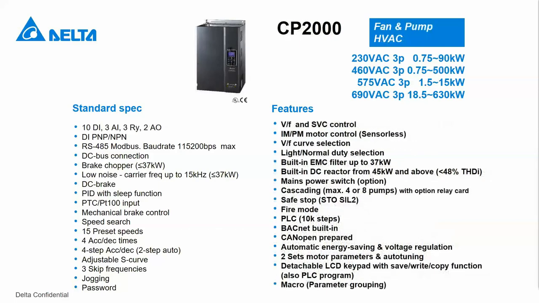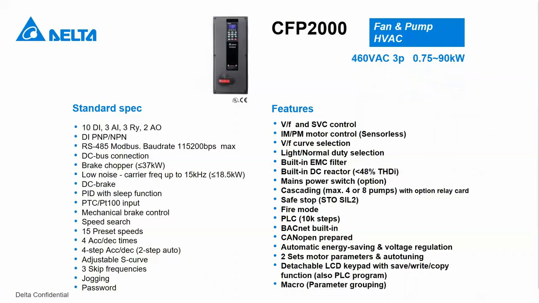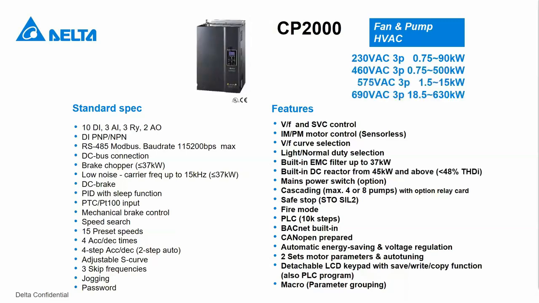Then we have the CP2000. You can also check its specifications and its features here on this page. It can go up to 630 kilowatt. This drive, together with the CFP2000, is usually made for fan and pump applications. So if you check the features that they have, you can see they are normally made for this. They have built-in BACnet, built-in fire mode. You can control different motors in cascading operation. If you have any questions on this, then you can let me know.